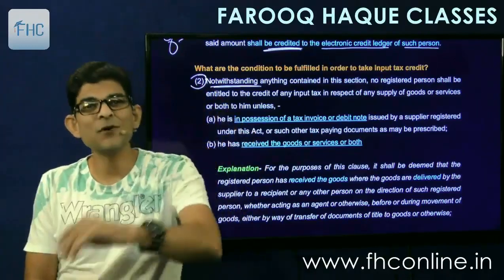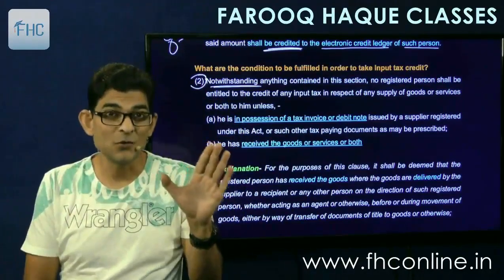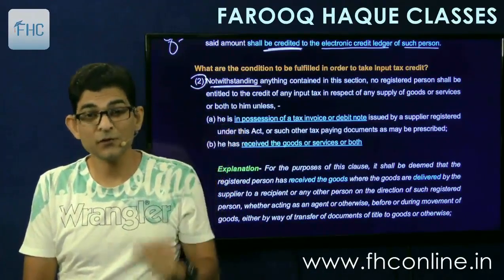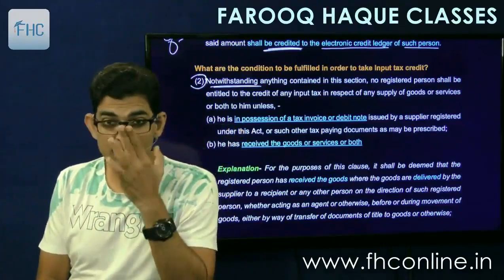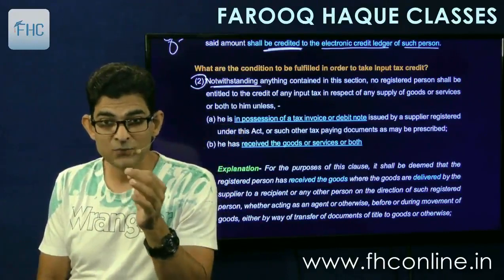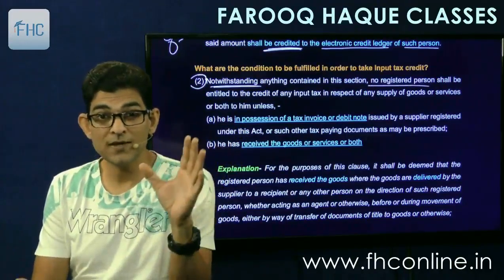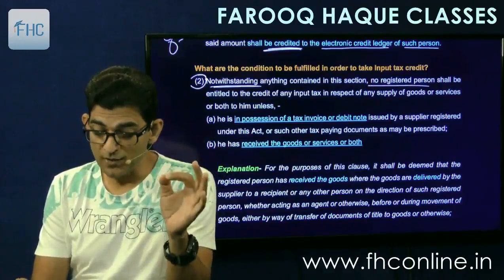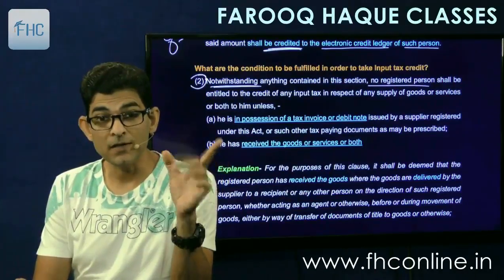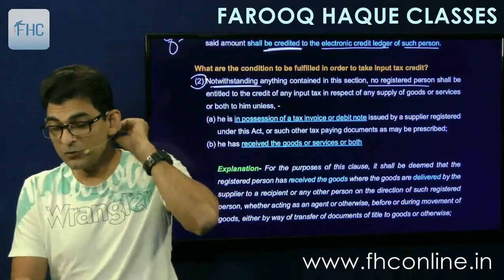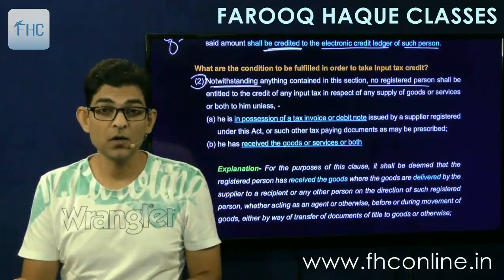If you satisfy these 4 conditions, then only you can take credit, otherwise not. So what are these 4 conditions? Let's see. It says, notwithstanding anything contained in this section, no registered person shall be entitled to take credit of input tax in respect of any supply of goods or service or both to him unless. Means you cannot take credit unless you satisfy these 4 conditions.